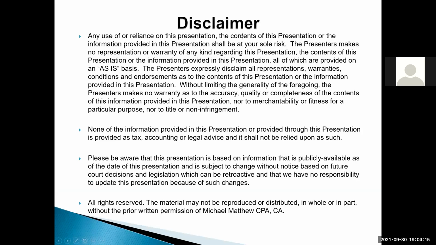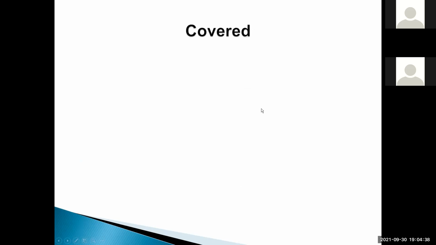So we'll start with a quick disclaimer. Basically, it just says that this information is just that, it's information. It's not intended as tax, accounting, or legal advice. Also that the laws can change at any time without notice. And this is based on what's known at this time and could change tomorrow.